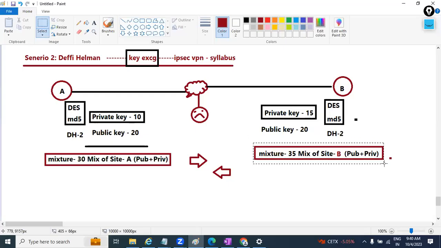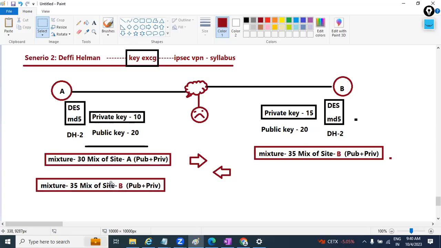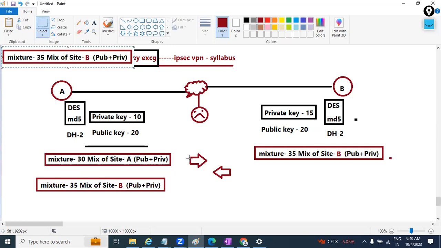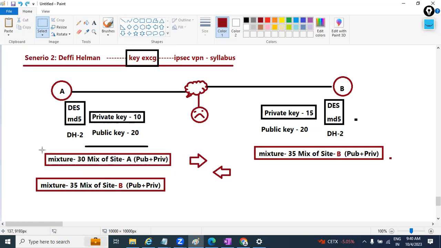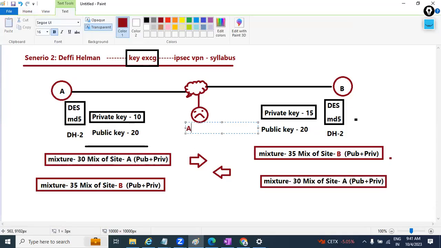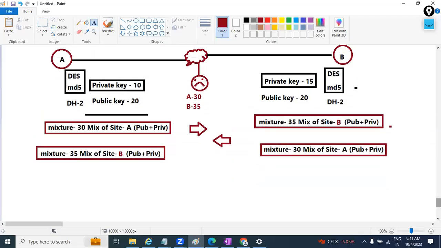So this mixture would be on this side. This mixture of side A would be on the other side. In between, he is capturing it, so he has the mixture of side A, which is 30, and the mixture of side B, which is 35. Clear? On both sides, we have mixtures.